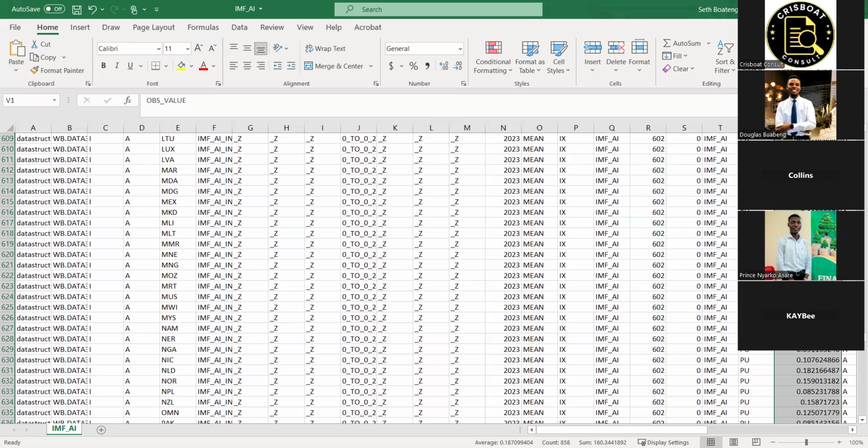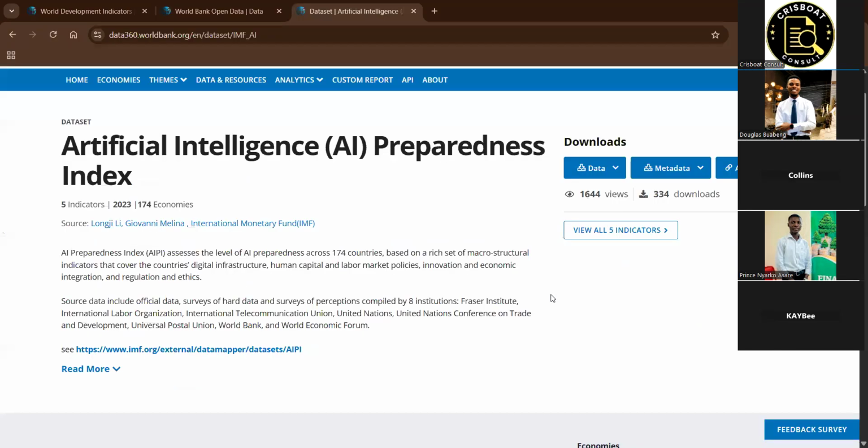Someone should give me another idea of a study you can write with this. Any idea? Collins, do you have any idea? This is a paper you can just write. You have this variable, the artificial intelligence preparedness index. What relationship can you create, let's say for Ghana? What can you measure it with?